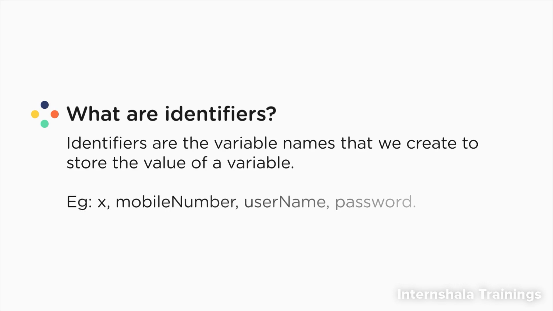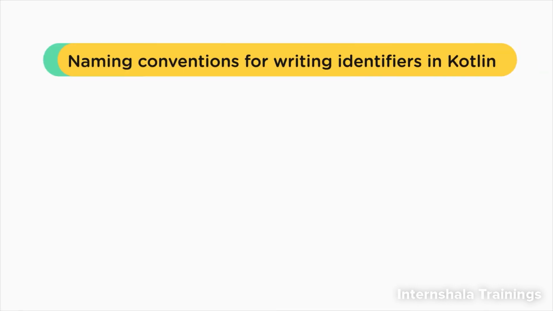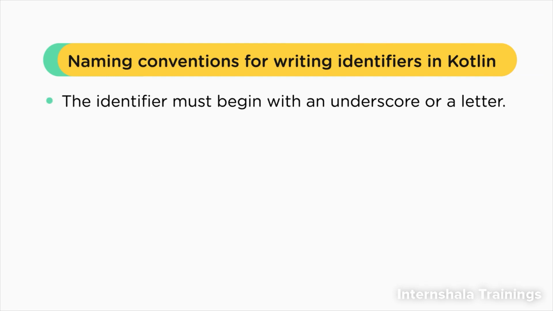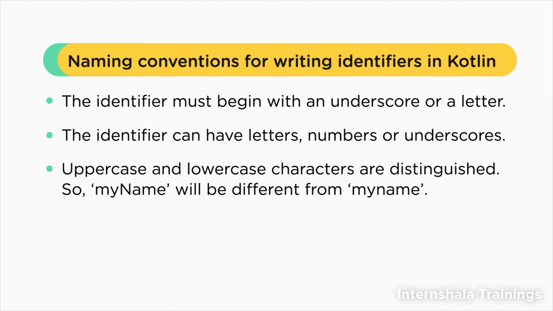So, these variable names like X, mobile number, username, password, etc. are called identifiers in programming. Here are some naming conventions that must be followed for writing identifiers in Kotlin. The identifier must begin with an underscore or a letter. The identifier can have letters, numbers, or underscores. Uppercase and lowercase characters are distinguished, so my name will be different from My Name.